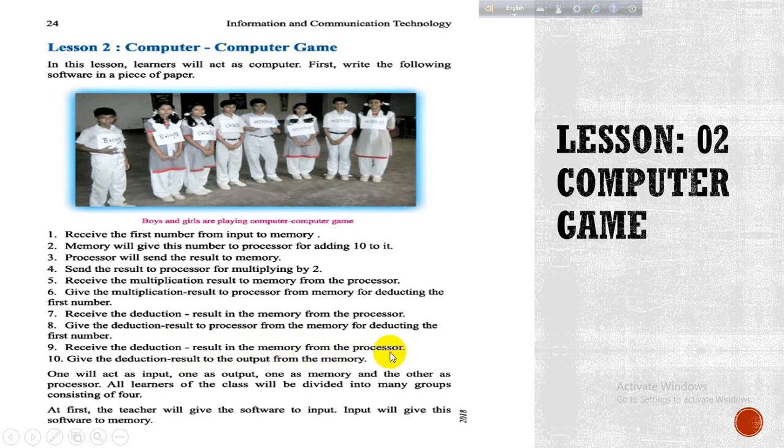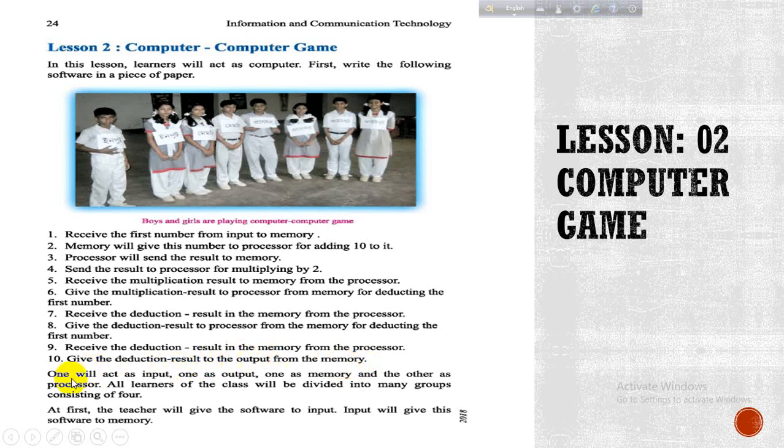Memory will receive the deduction result from the processor. Then give the deduction result to the output from the memory, and lastly memory will give the result to the output.